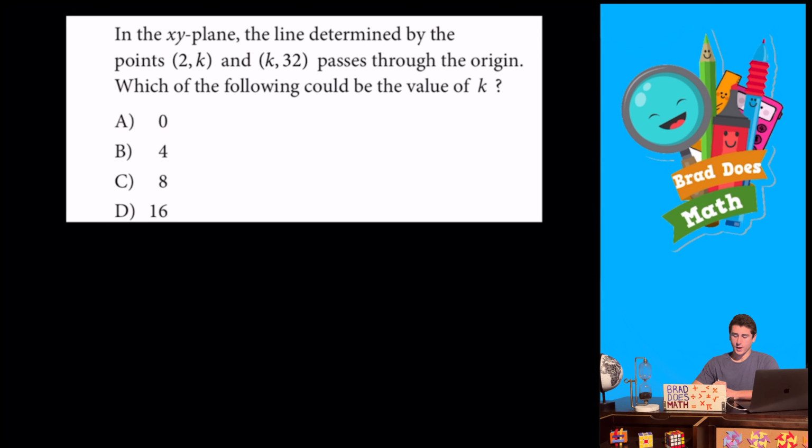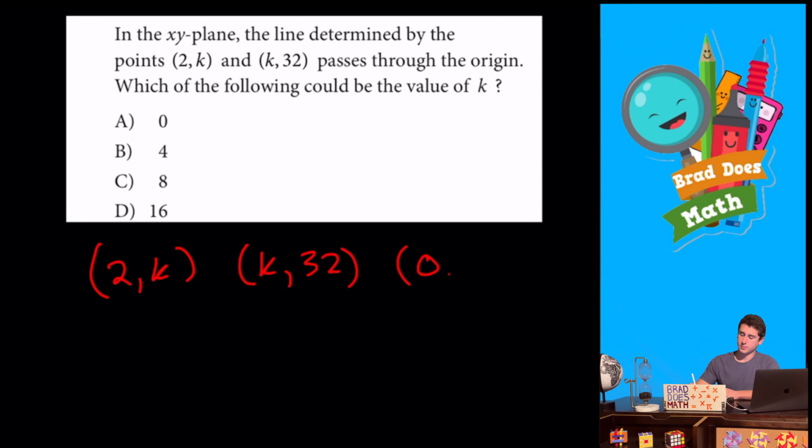One last question. So we have the point 2 comma k, we have the point k comma 32, and we have the origin. Talked about that earlier, 0 comma 0. Which of the following could be the value of k? How would we know that? Well, we know that because this is a line, and the slope at any 2 points on a line is always the same. So I can pick any of these 2 points and find the slope. So let's find the slope between, 0, 0 is obviously an easy point to use. So let's use these 2 points right now.